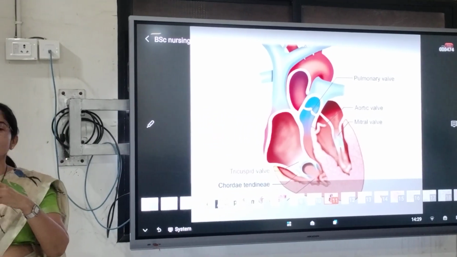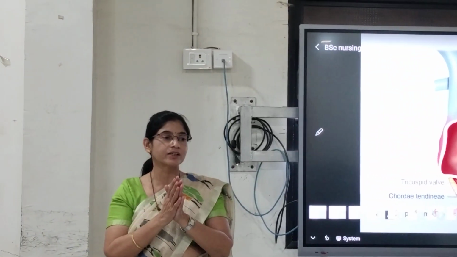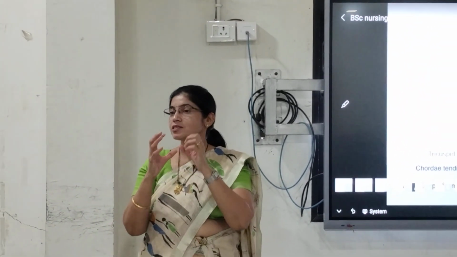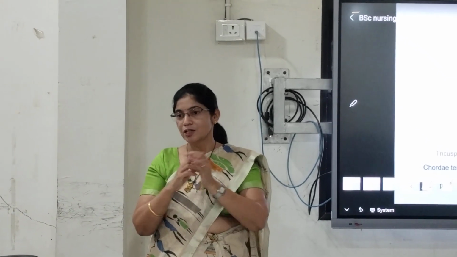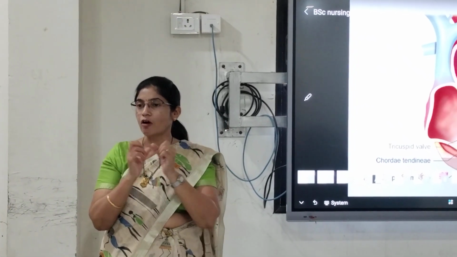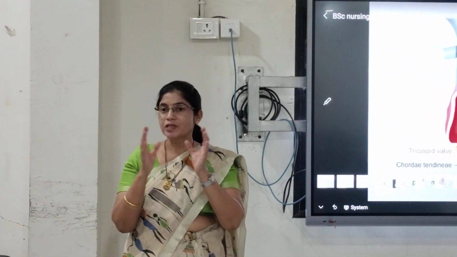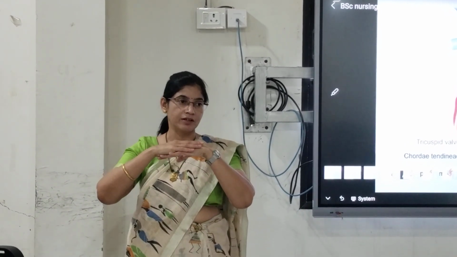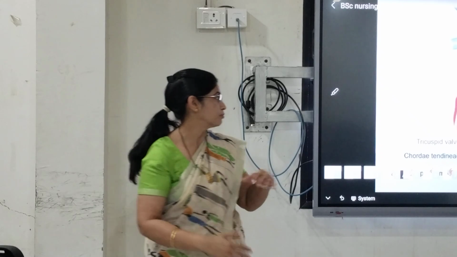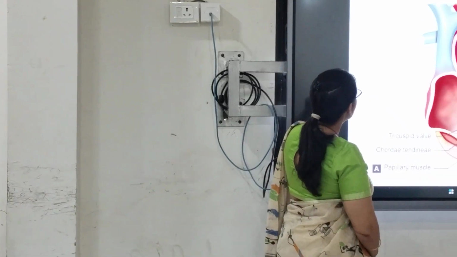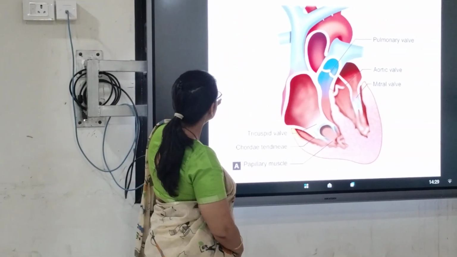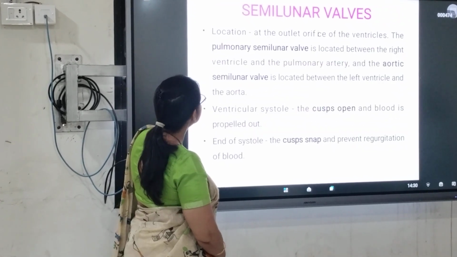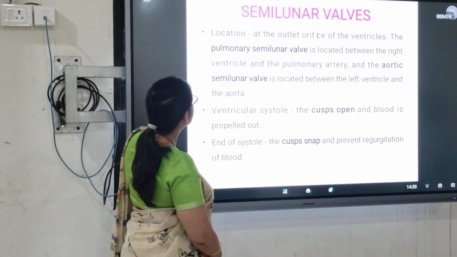So what is the function of these papillary muscles and chordae tendineae? Yes, they keep the valves in a stable position. When the ventricles contract, this keeps the valves stable between the atria and the ventricle. So that is the function.